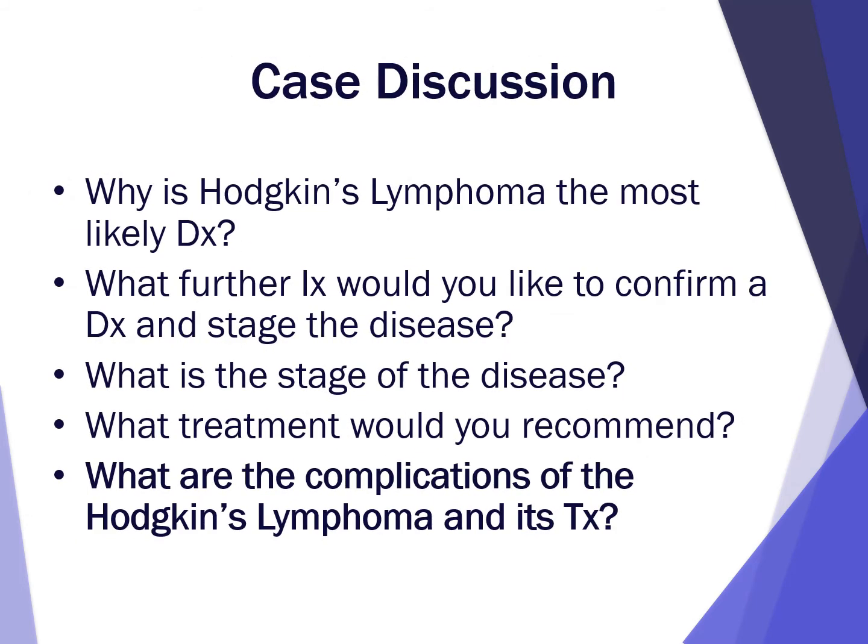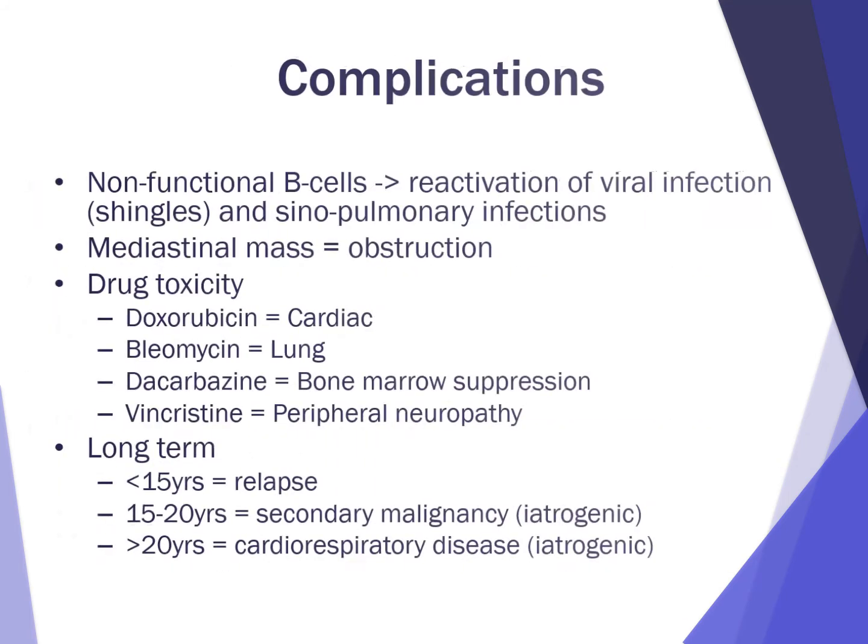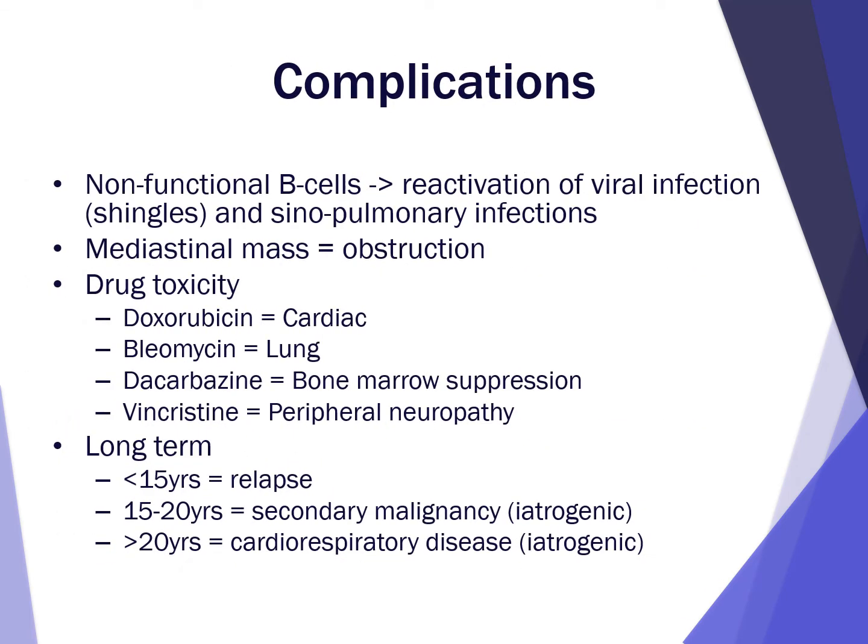Finally, as with any condition, it's important to understand the complications of both the disease and its treatment. If we first look at the complications of the disease itself, the major one relates to the non-functioning B cells, leading to the reactivation of viral infections and conditions such as shingles and recurrent and/or serious sinopulmonary infections. Patients with mediastinal masses are also at risk of obstructing surrounding structures, namely the trachea, esophagus, and superior vena cava.